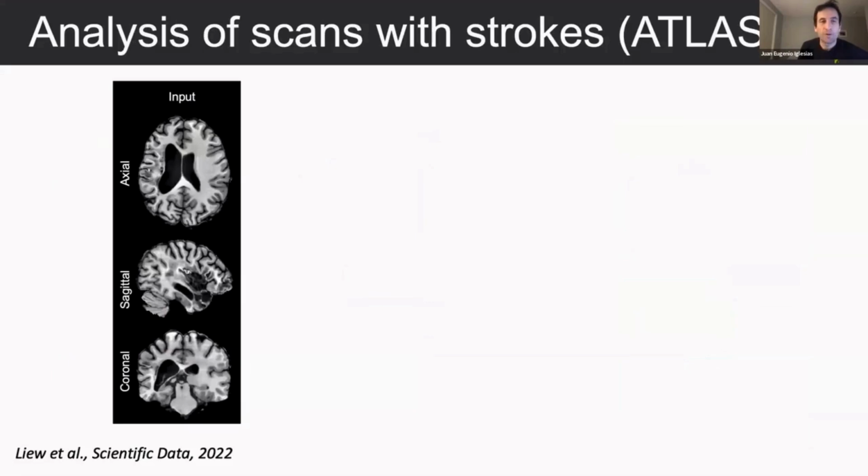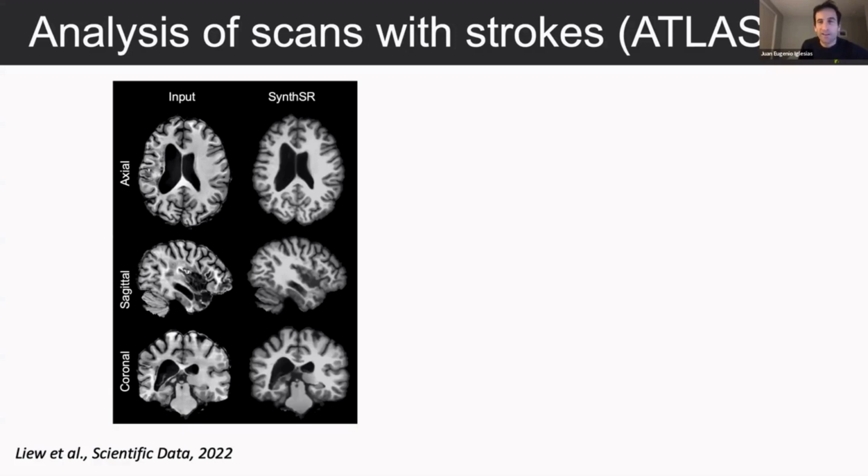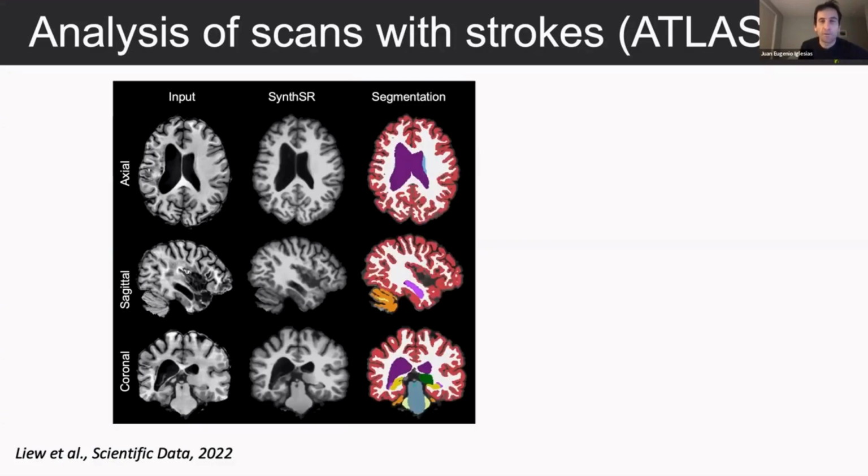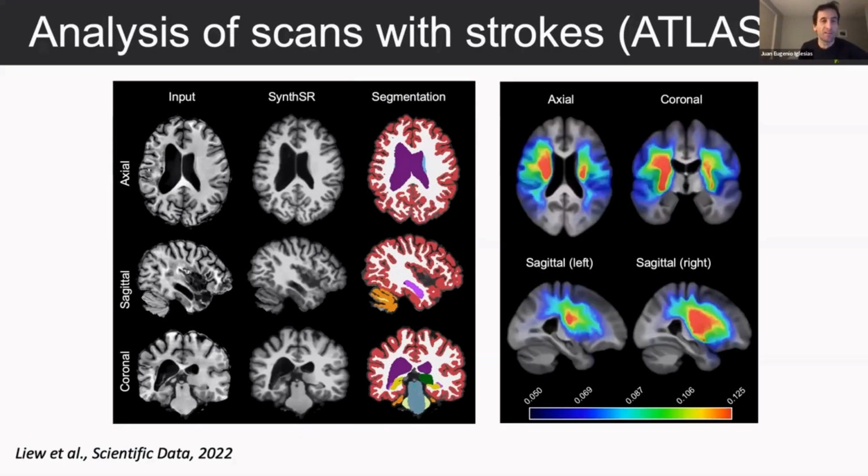We did this as well with the ATLAS dataset, which is this public dataset of chronic stroke. So if you give me these images, I can wipe the stroke essentially. I can segment it with FreeSurfer, or I can build atlases. So this is what the atlas looks like. This is the distribution of the stroke lesions. There is much more on the right hemisphere than on the left, and I always wonder if this is confounded by the fact that if a person has a stroke on the left hemisphere, which is where Broca's area is, and language is affected, maybe they're less likely to enroll in a study like that. I don't know.